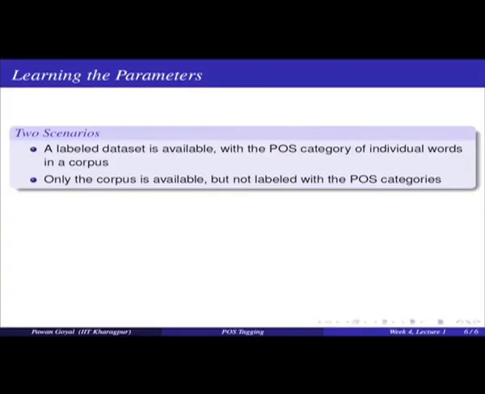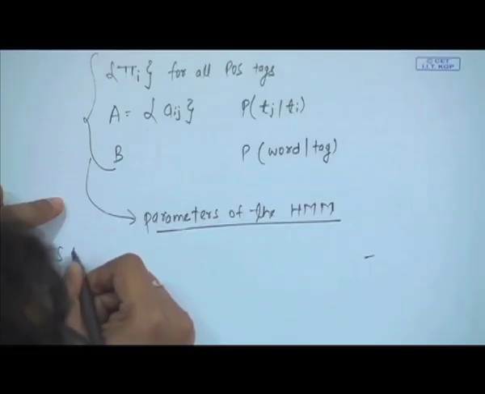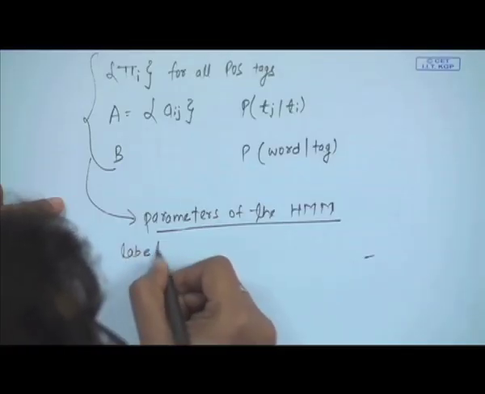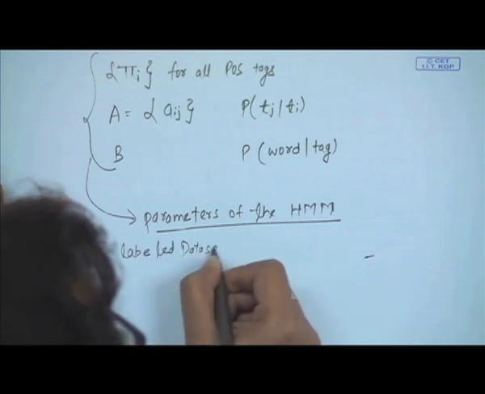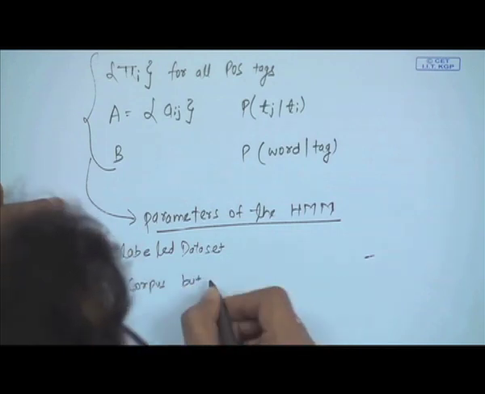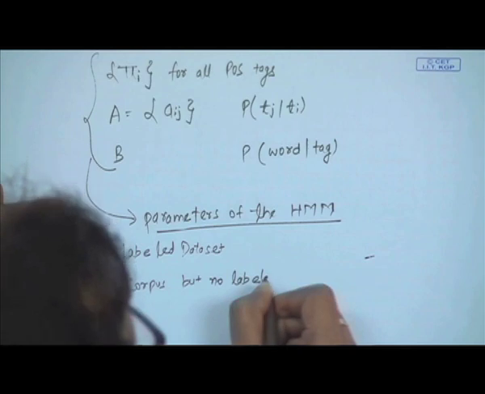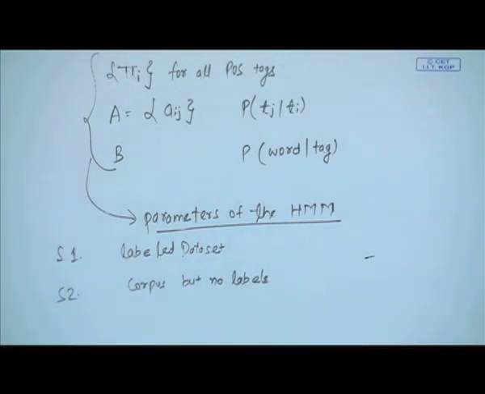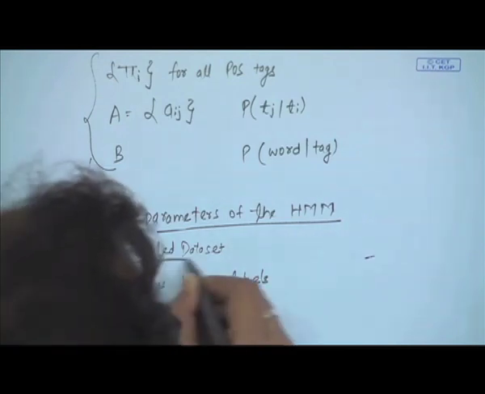This is one scenario. The second scenario is you only have the corpus, but you do not have any data where the sentences are labeled with the part of speech categories. I hope the two scenarios are clear. So scenario 1, where you have a labeled data set, and scenario 2, only corpus but no labels. For these two scenarios, you can find the parameters in different manners.